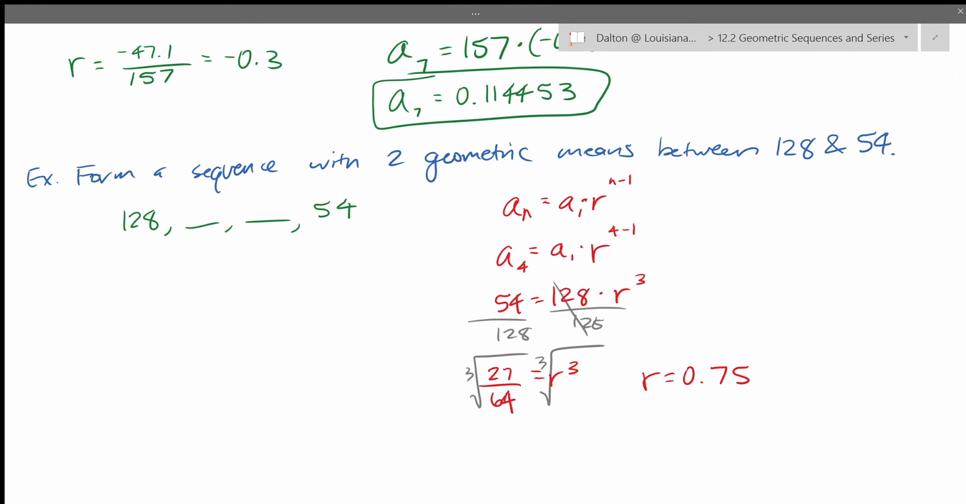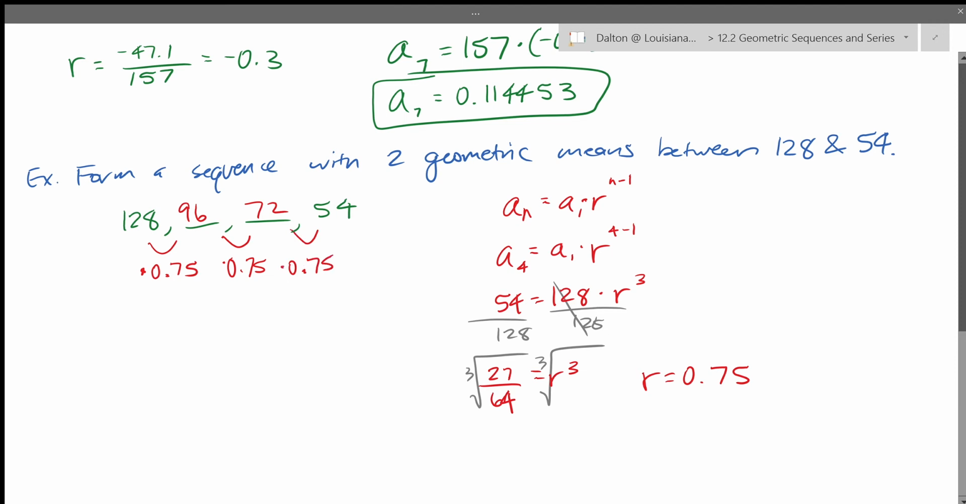So meaning I need to take 128 times 0.75, or times 3/4, which would be 96. 96 times 0.75 is 72. And then I always like to check and make sure I end up at the right spot. If I multiply by 0.75 again, I get down to 54, which lets me know that I have the correct common ratio. So that's how to come up with a sequence with X number of geometric means.